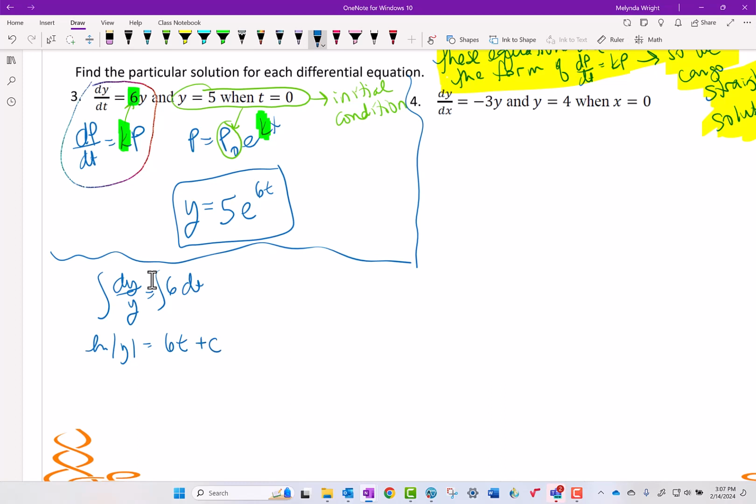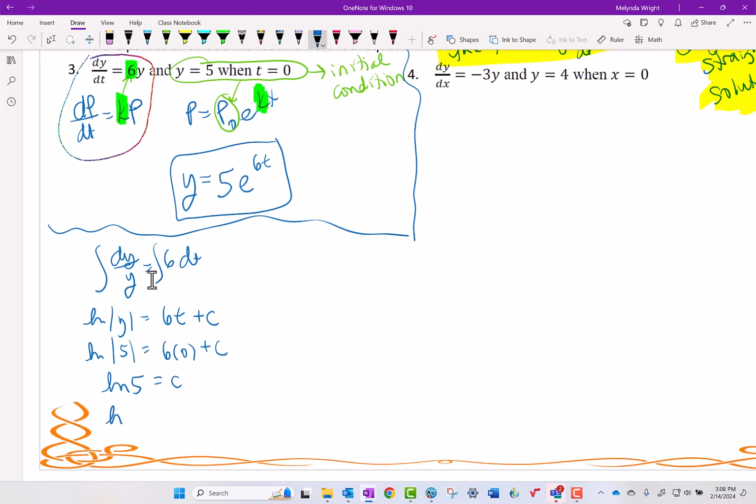The very first thing that we do when we get c is we plug in our initial condition. So I have ln of 5 equals 6 times 0 plus c. So c is ln 5. So I have ln absolute value y equals 6t plus ln 5. Once I get there, what do I do? I solve for y, right? I convert it. So e to the 6t plus ln 5 equals y.